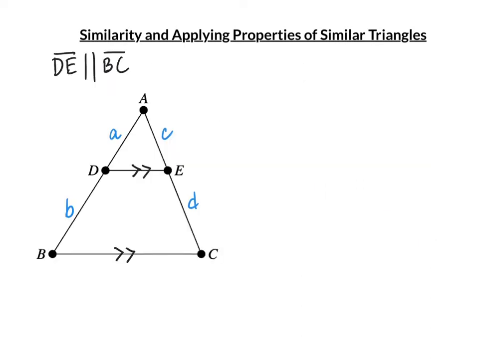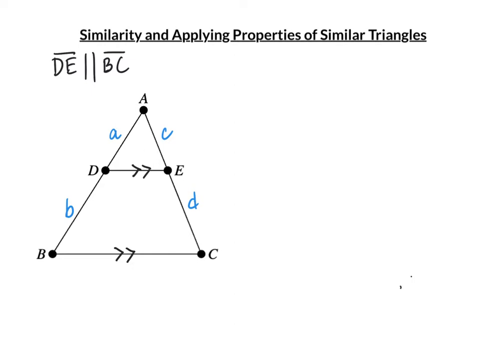From similar triangles, we get a property. It's called the triangle proportionality theorem. I want to show you where it comes from. The first thing you need to have to use the triangle proportionality theorem is a parallel line inside that triangle. In this case, DE and BC are parallel. D and E do not need to be midpoints. They just need to be parallel, that's all.